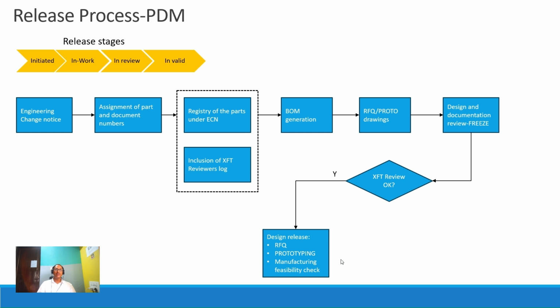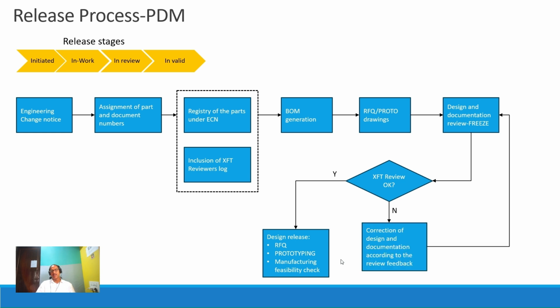In the advanced version of the product design and development process, I will also explain the roles and responsibilities of the cross-functional team in the entire process. Now, if the reviewers find that it is not okay, then it is subjected to the correction of the design and documentation according to the review feedback. It is again looped back to the correction activity. Once the correction activity is done, then the engineers freeze it again.